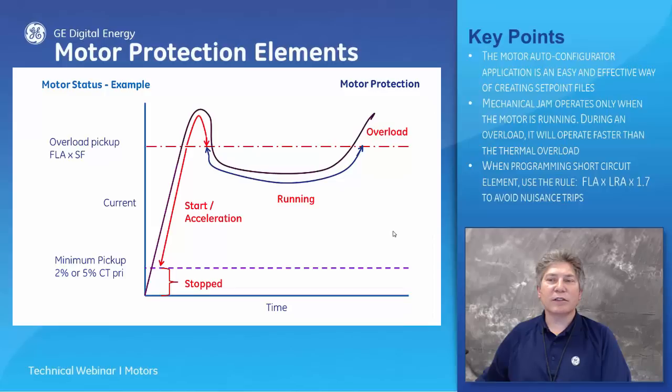The next part of the curve is the acceleration, the start acceleration status. If the previous status was stopped and the current value is greater than the minimum pickup, this state is maintained until the average current falls below the overload pickup level. Running: the average current is below the overload pickup level and greater than the minimum pickup. An overload status is when the previous state was running and the average current is greater than the overload pickup level.